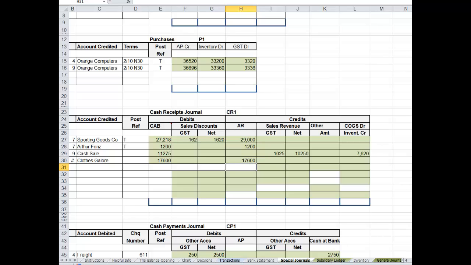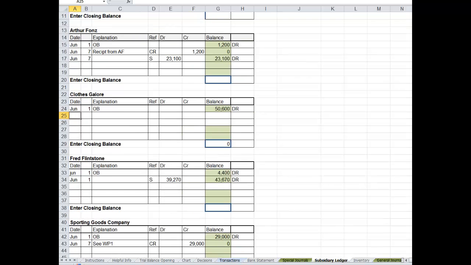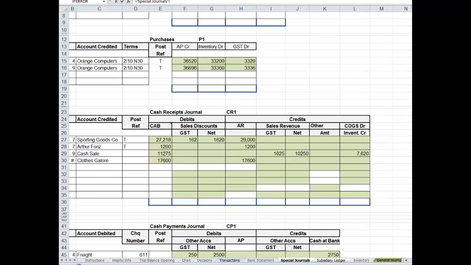So subsidiary ledger for Clothes Galore. And we see Clothes Galore. I will make this a little bigger. June 10. Don't need an explanation, but here it might be for payment from old account. You probably in fact have the date in there. So this will be a credit entry. So special journal, we see a credit, accounts receivable credit.